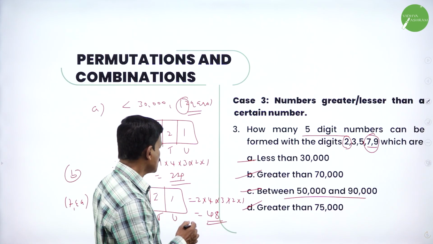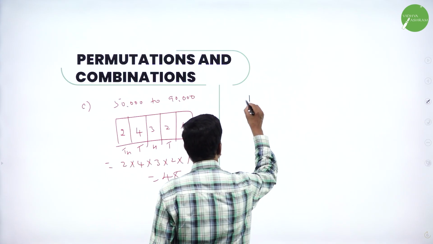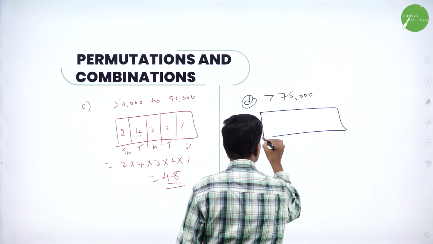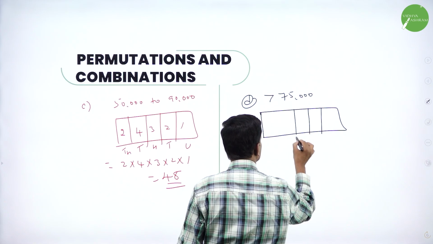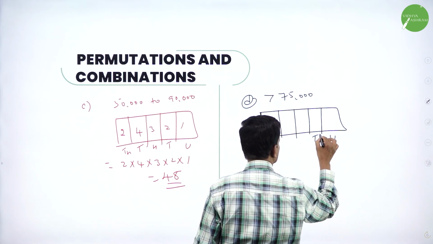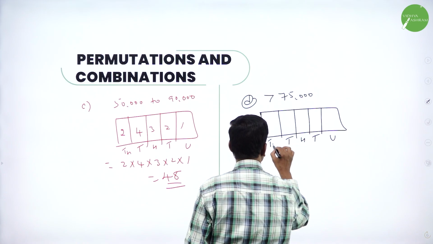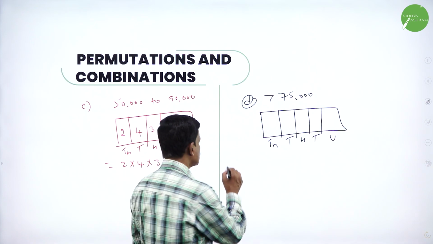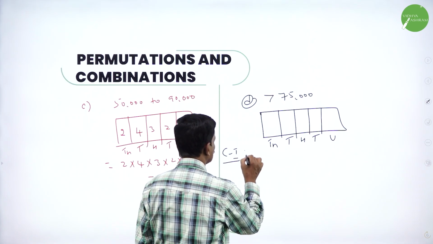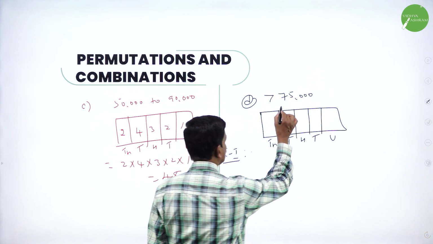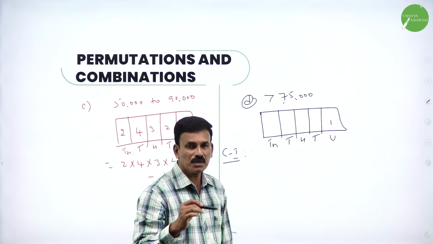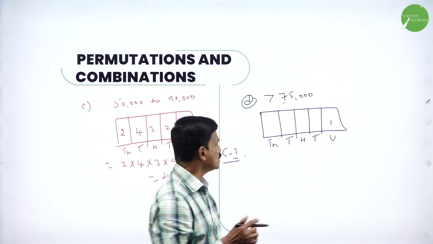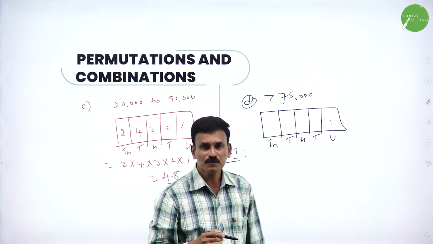Now case number 4. What is case number 4? Greater than 75,000. So 75,000, a 5-digit number: unit, 10, 100, 1000, 10,000. In this problem, 2 cases arise. The first case, case 1: suppose the first digit is 7. That means the first place can be filled by 1 digit, that is 7, one time, and the second place, the 10,000's next place, can be filled in 2 ways.